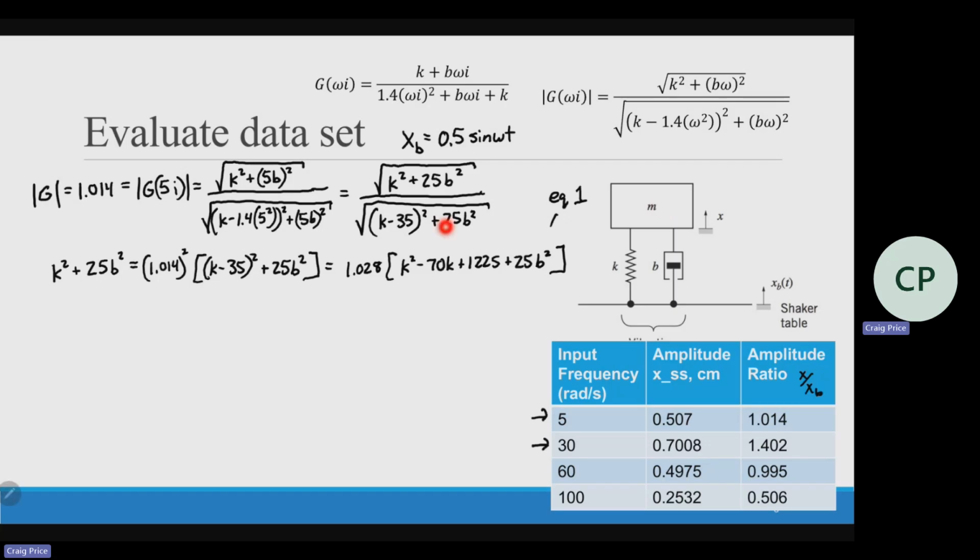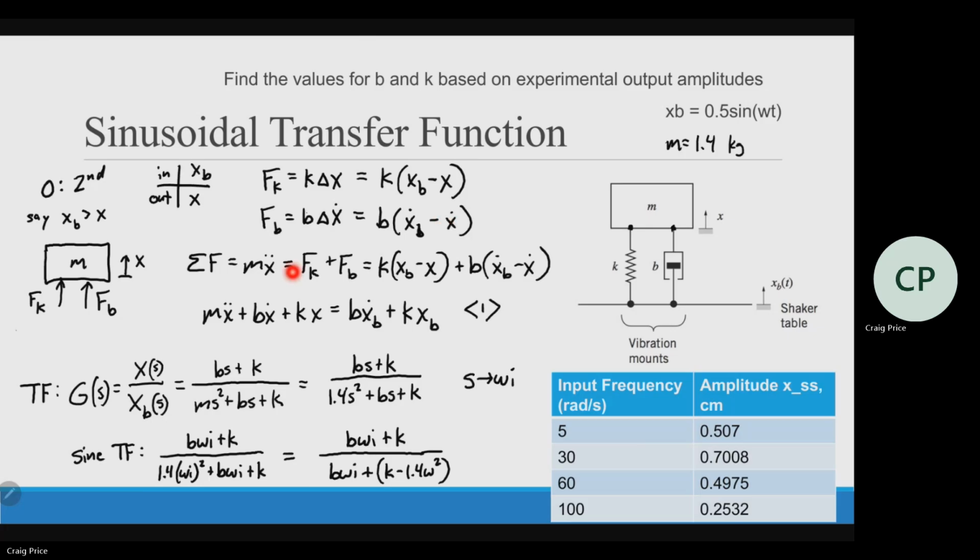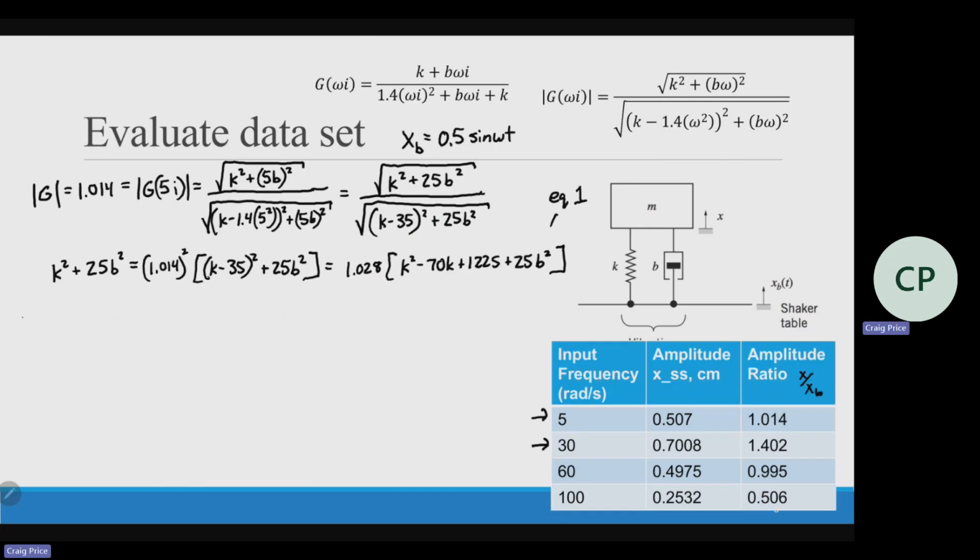So at 30, for part 2, the magnitude at 30i is equal to 1.402. So our amplitude jumps up quite a bit at that frequency. This is probably close to the resonant frequency. Again, the Bode plot is all based on this amplitude ratio. So it jumps up, we're probably close to resonance.